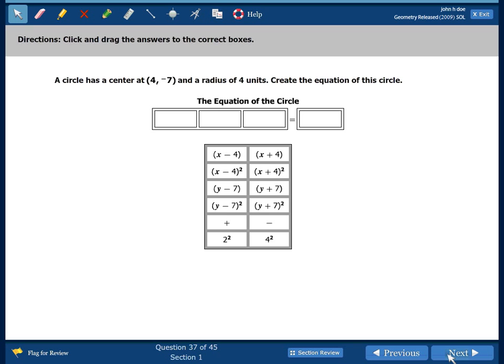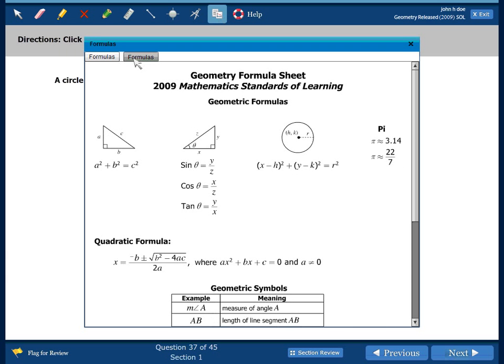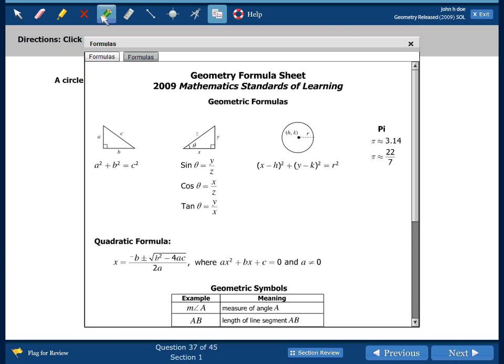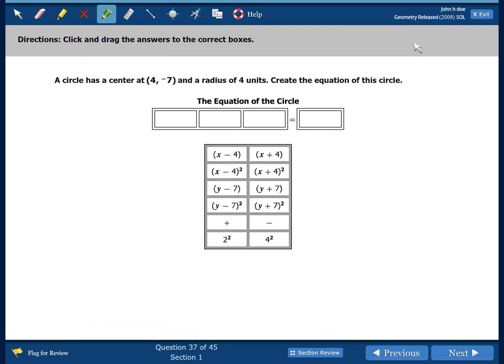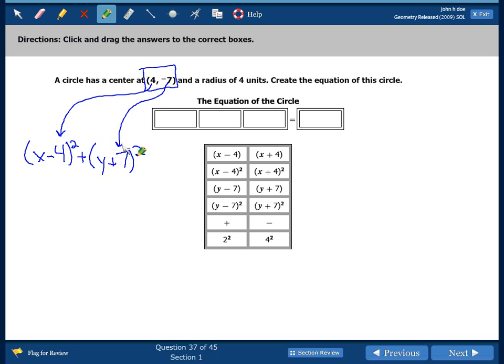So to answer question number 37, we need to use our formula sheet. On the other side, we see the equation of a circle, which is right here. So H and K are our center, and R is the radius. These are pretty easy to make an equation. So I have this point, so it's going to be x minus 4 squared plus y plus 7 squared. What we do is change the signs: 4 becomes minus, and negative 7 becomes plus 7.